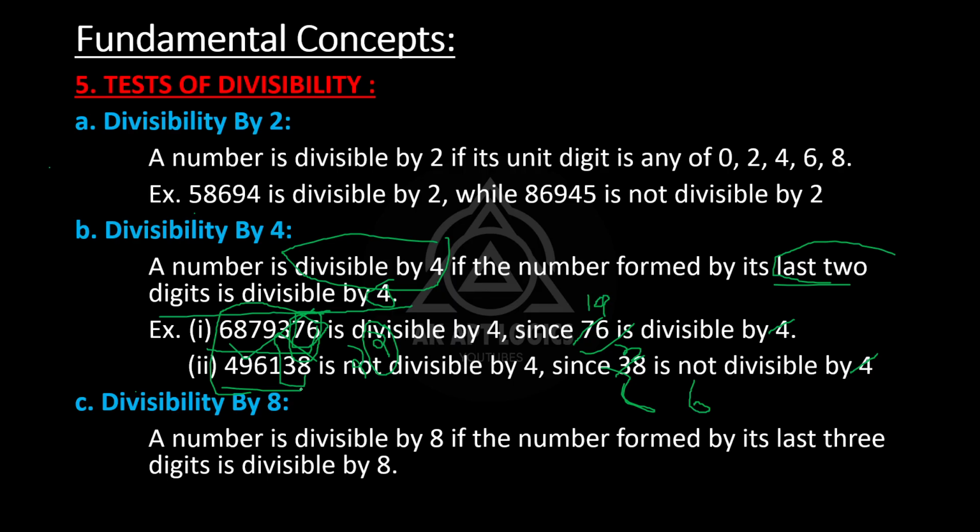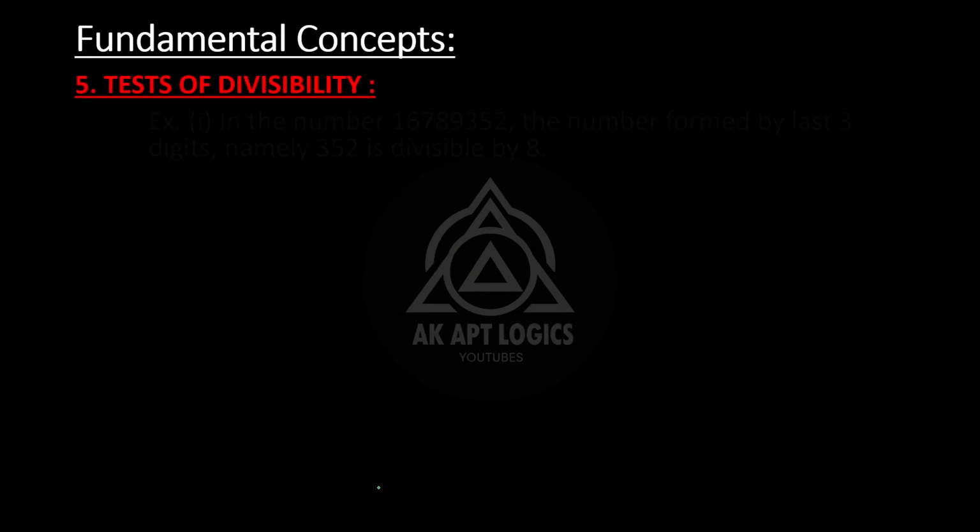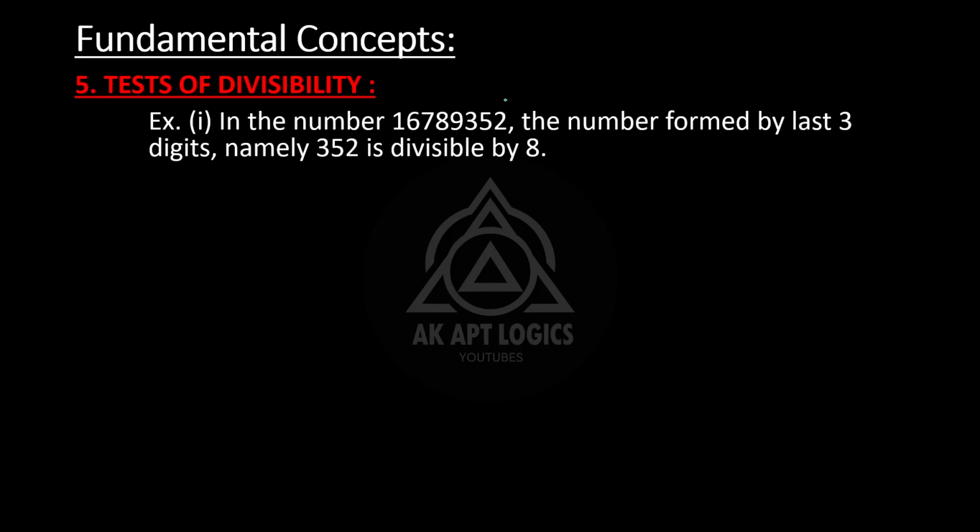Next, divisibility by 8. A number is divisible by 8 if the number formed by the last three digits is divisible by 8. Why three digits? Because 8 can be represented in the form of a cube, as I already discussed, but I'm going to give you notes also. For example, we are going to take the last three digits, 352. The number has 1, 2, 3, 4, 5, 6, 7, 8 digits, right? Then this number will be divisible by 8 if the last three digits are divisible by 8.